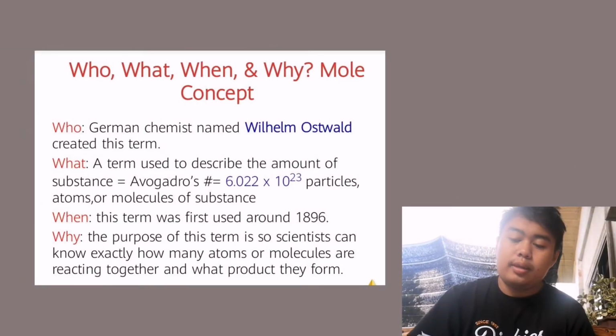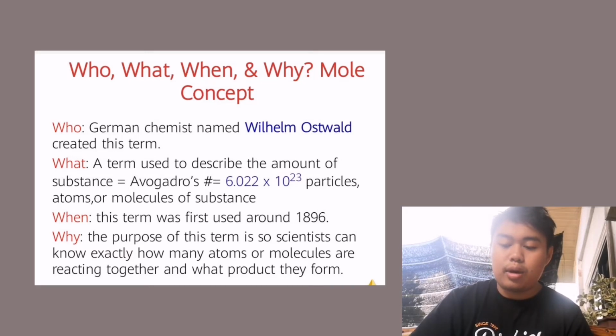Who, what, when, and why. Mole concept. Who? A German chemist named Wilhelm Ostwald created this term. What? A term used to describe an amount of substance, and Avogadro's number equals 6.022 times 10 to the 23 particles, atoms, or molecules of a substance. When? This term was first used around 1896.